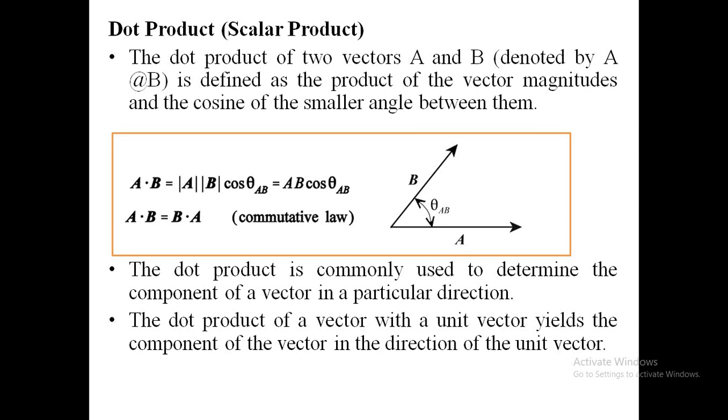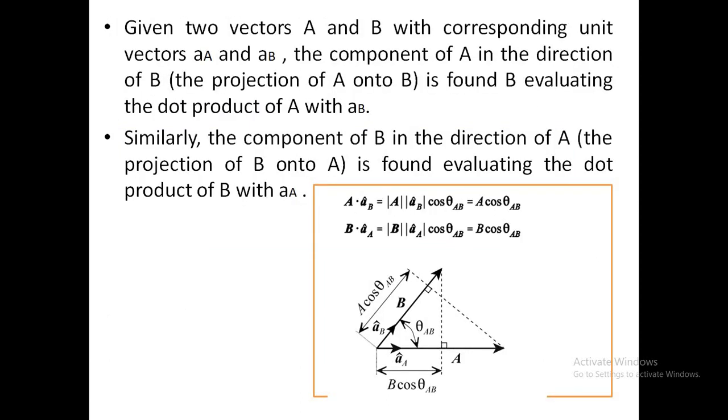The dot product of a vector with a unit vector yields the component of the vector in the direction of the unit vector. Given two vectors A and B with corresponding unit vectors a suffix A and a suffix B, the component of A in the direction of B, that is the projection of A onto B, is found by evaluating the dot product of A with a suffix B. Similarly, the component of B in the direction of A is found by evaluating the dot product of B with a suffix A.